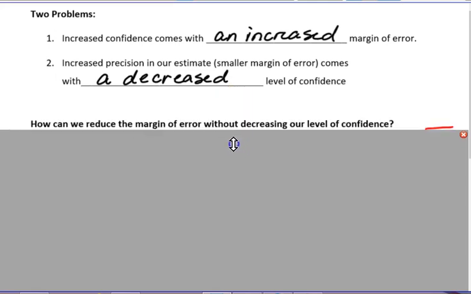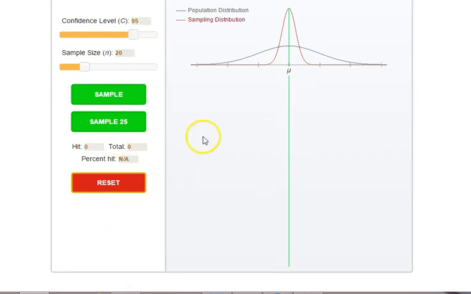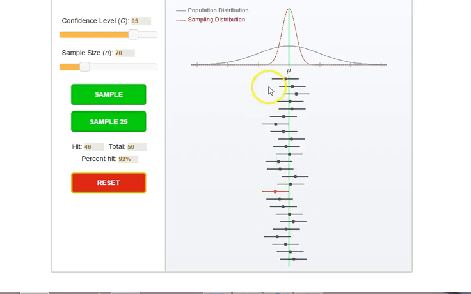So, how can we reduce the margin of error without decreasing our level of confidence? So let's go back to this here, and notice I'm going to go back to 95. And let's see what happens when we change the sample size. So let me first sample at 25 so you can kind of see what they look like. So notice what the intervals look like. And if I kept sampling more and more, I'm going to get close to that 95% hit rate. In other words, I'm only going to miss containing the true population mean about 5% of the time.